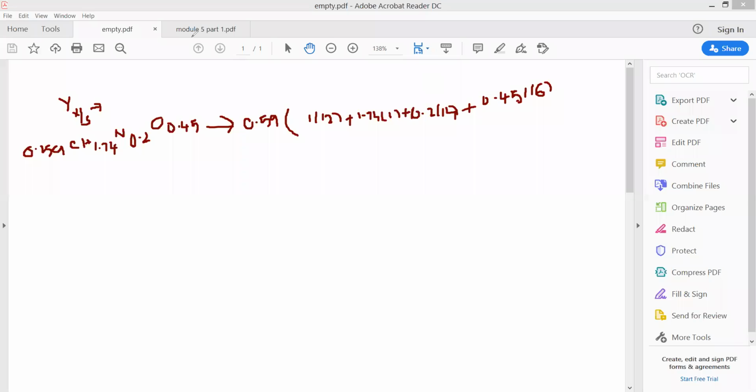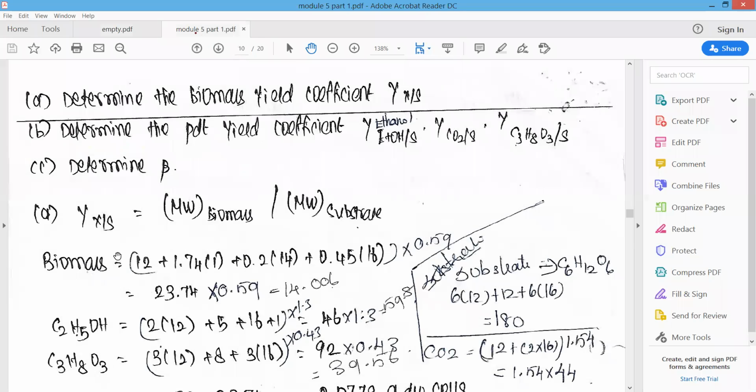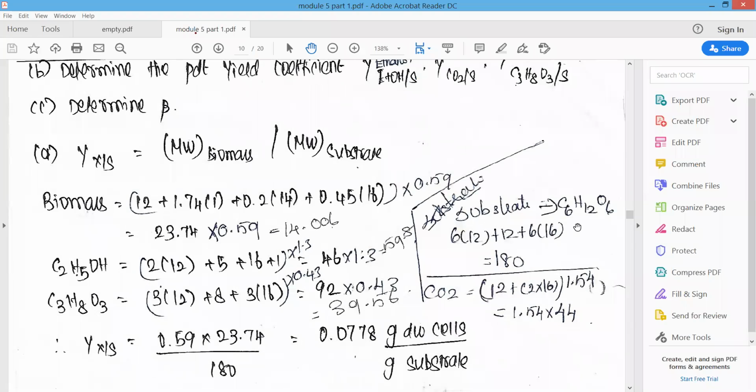Now I will go back to that. You know how to find Y x by s. First we have found it for biomass, that is 12 plus 1.74 into 1 plus 0.2 into 14 plus 0.45 into 16, into 0.59. You will get the answer. Then first find for C2H5OH, that is 46 into 1.3, so you will get 59.8. In the same way you find for C3H8O3, and we have found everything. And for the substrate, C6H12O6, it is 180.